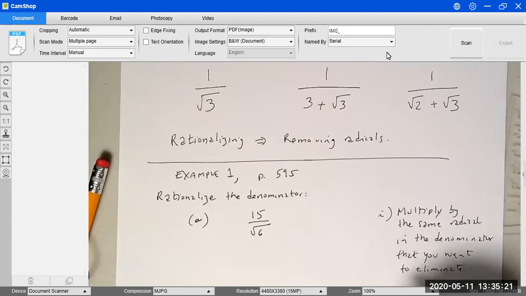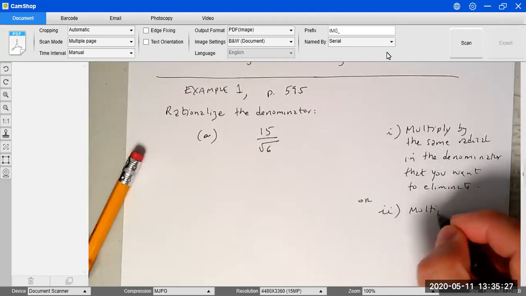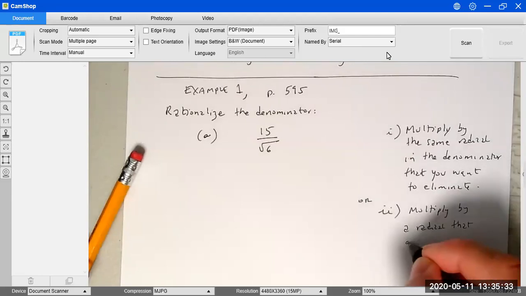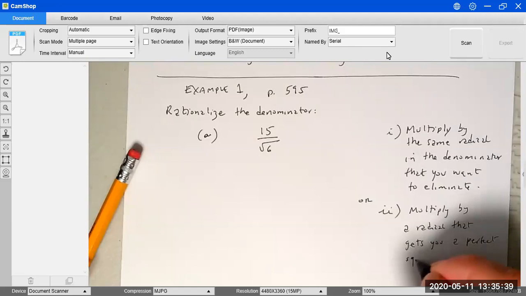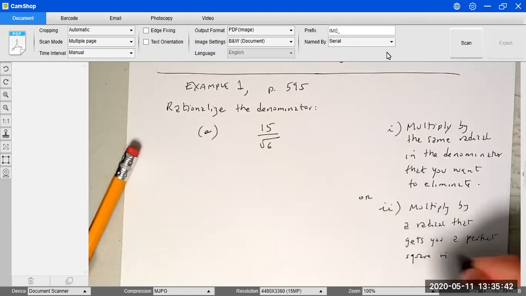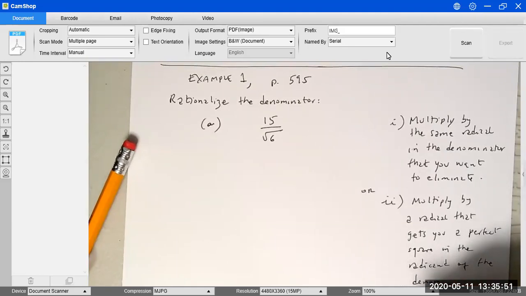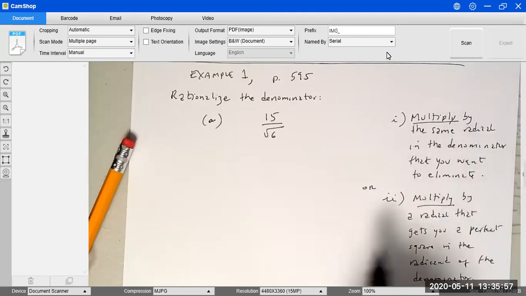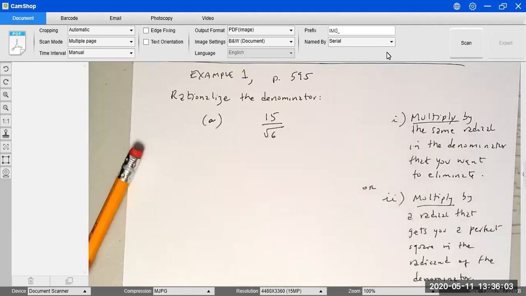The other way is to multiply by a radical that gets you a perfect square in the radical of the denominator. And when I say multiply, you're going to multiply both the numerator and the denominator by the same quantity. Remember, that's what we do to prevent mistakes.